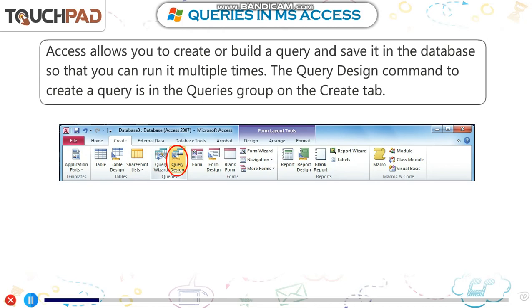Access allows you to create or build a query and save it in the database so that you can run it multiple times. The Query Design command to create a query is in the Queries group on the Create tab.